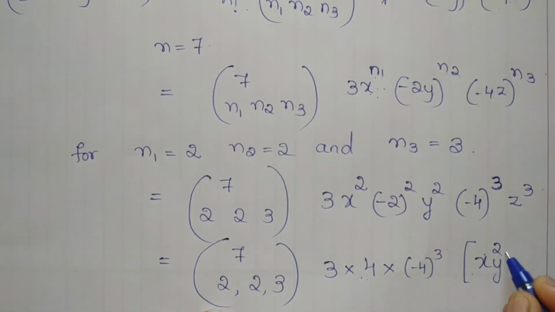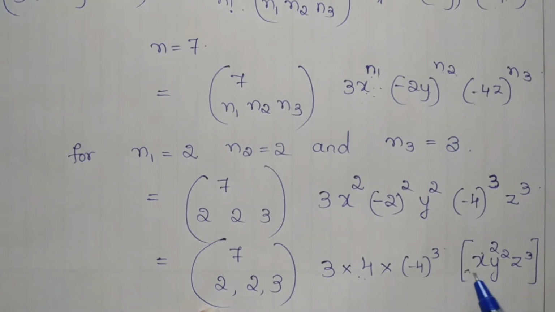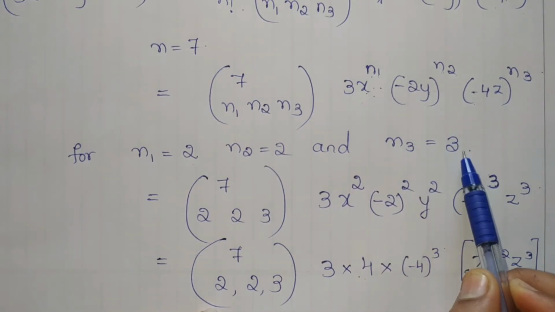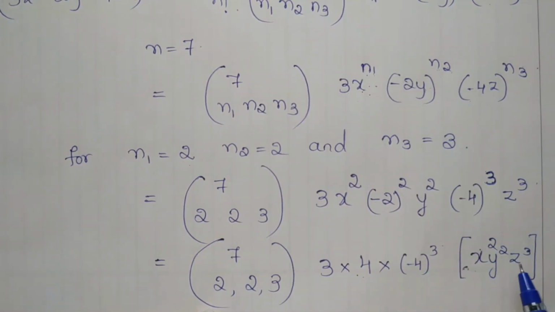y square z cube. So now here I got the term x square y square z cube by taking the values n1 as 2, n2 as 2 and n3 as 3. Okay. So x square y square z cube. So these terms are nothing but the coefficient of this term. Okay. So we have to solve this.